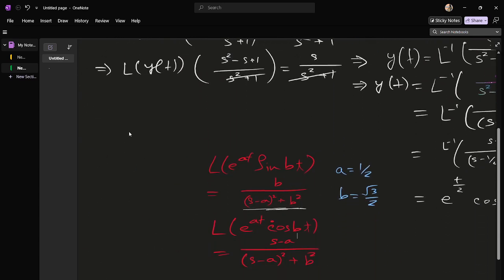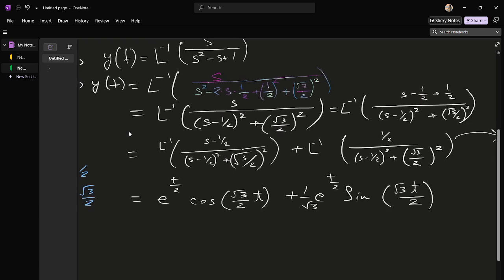So now this is our y(t), which is our required expression and the solution of the integral equation.